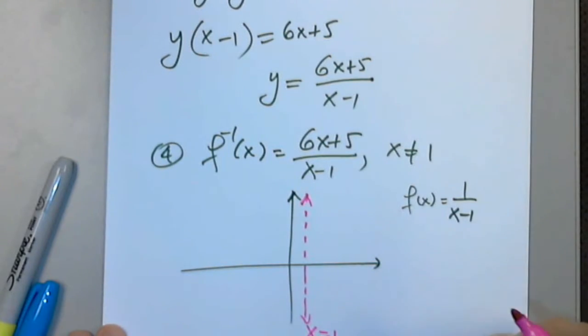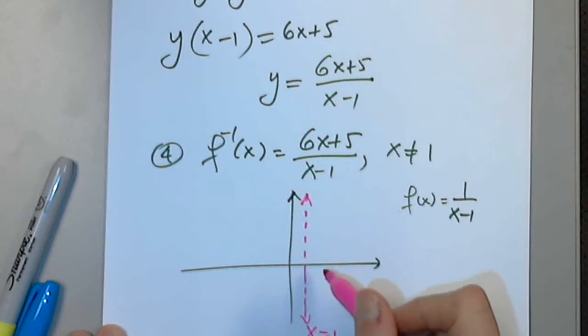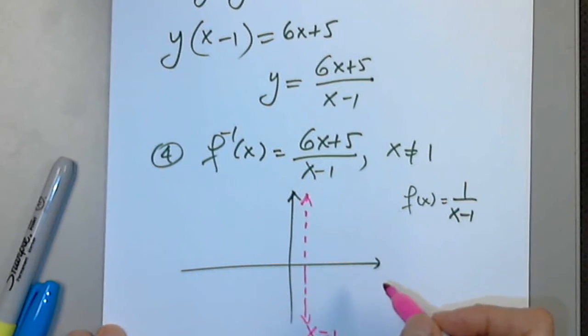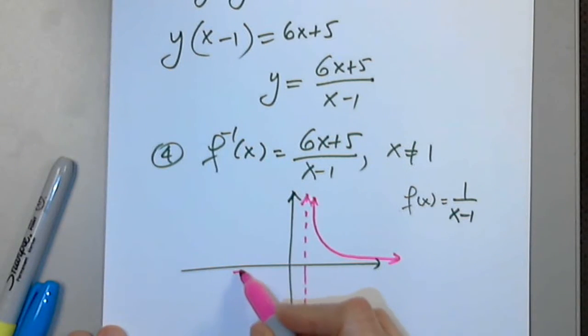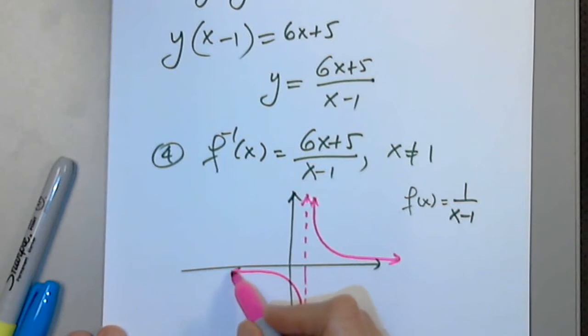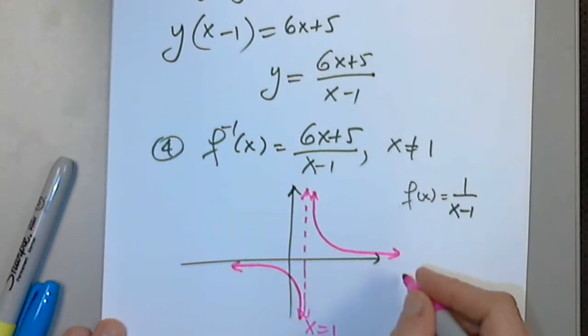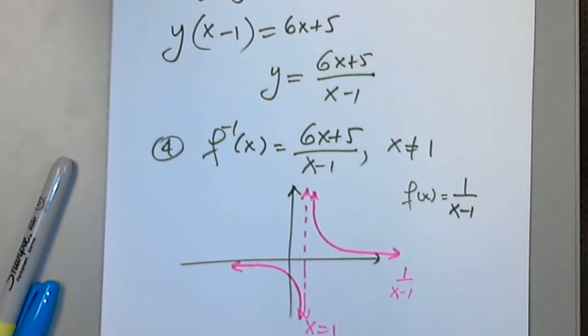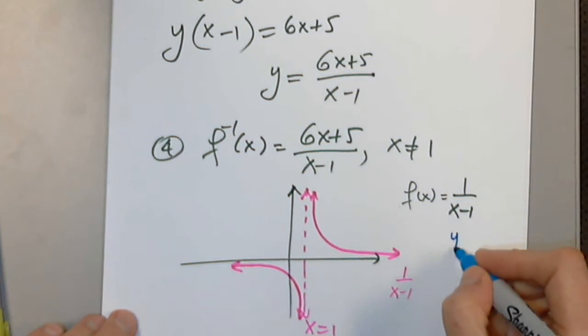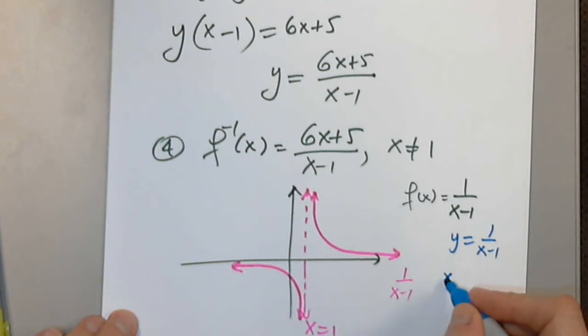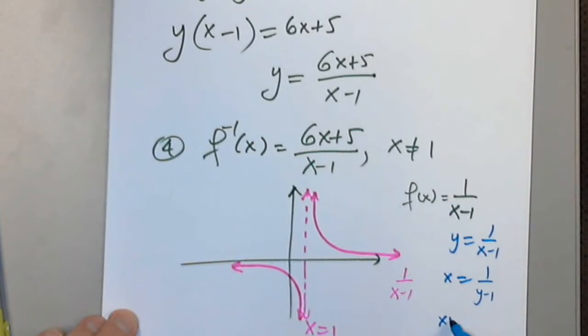So when I graph this, the graph will look like this. We don't know this yet, so as I said, close your ears for a moment and your eyes. So this is 1 over x minus 1. When I find the inverse for this, I have y equals 1 over x minus 1, and then x equals 1 over y minus 1, and then xy minus x equals 1, or xy equals x plus 1, so y will be x plus 1 over x.